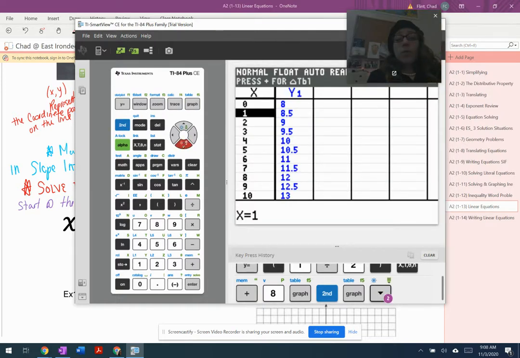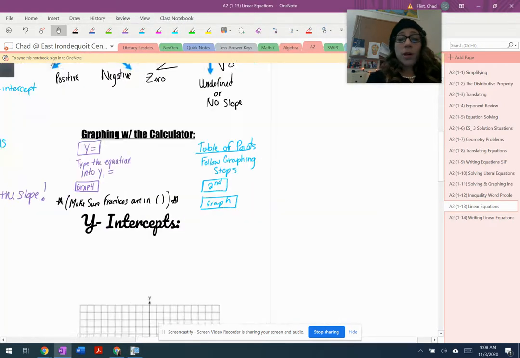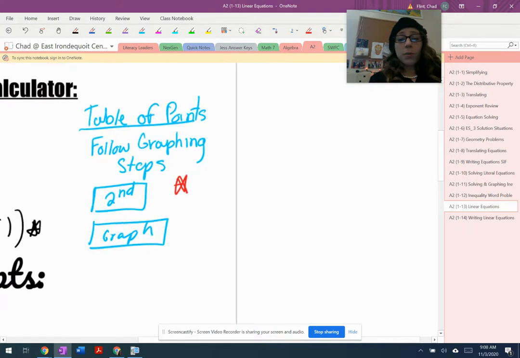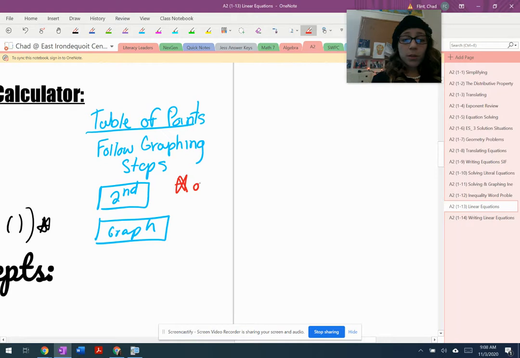And then again, when you're looking at these points, you're only plotting the whole number points. Let's make a note of that over here. With that table of points there, you would only ever be plotting the whole number points.